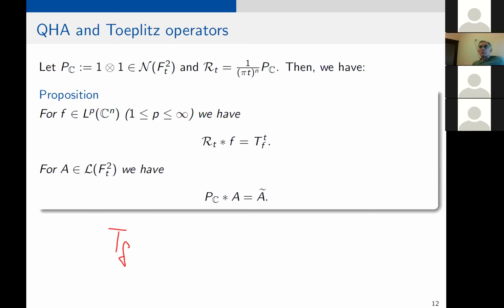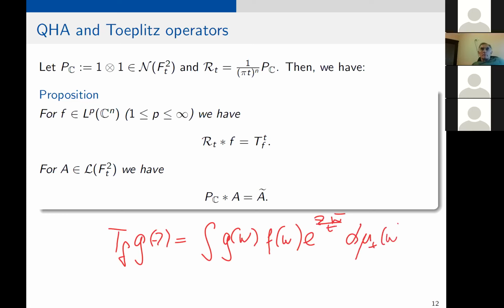So T_F G of Z is just defined as the integral of G of W, F of W, e to the Z W bar over T, d mu T of W. Just this integral expression is defining the Toeplitz operator. Now, if the symbol is not in L infinity, if it's just say in L1, it's a priori not clear that this is a bounded operator. This you usually have to prove. If you're in L1, then you get a bounded operator, but you get this also for free from this result. So this in particular implies boundedness if you have an L1 symbol. This is not trivial. Okay, thank you.